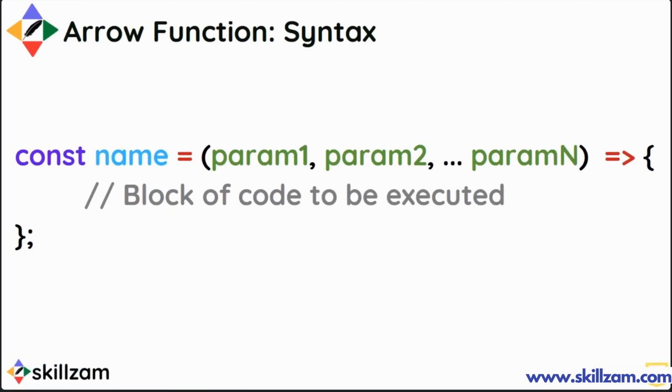This is the syntax of writing an arrow function, where a constant, the name of the function, is equal to open and close parenthesis. Within that, you are going to have the parameters, and then equal to greater than, which is the arrow function symbol, and then the block of code. Just observe that there is no keyword called function in the arrow function. The function keyword is omitted. Instead, this arrow function symbol is going to be used.